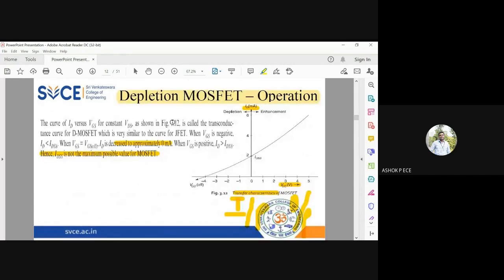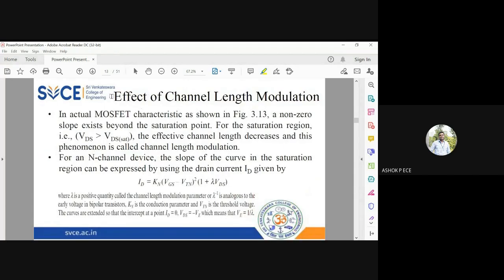Now we are going to see what channel length modulation is, the effect of channel length modulation. So what they are saying is, a channel is formed between the two n plus regions, as in enhancement and depletion MOSFET, right? But that channel length is not the same throughout.